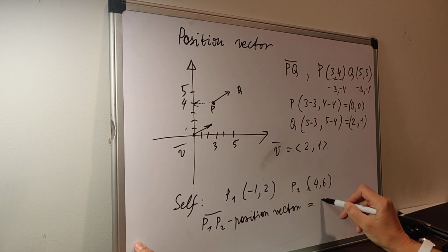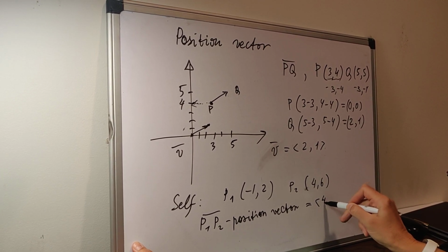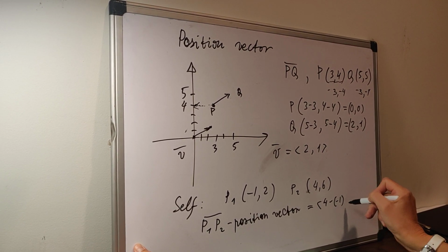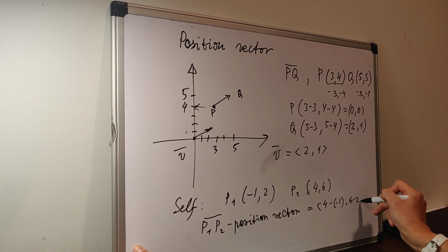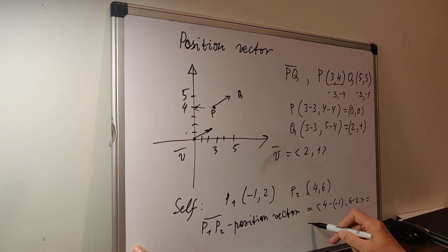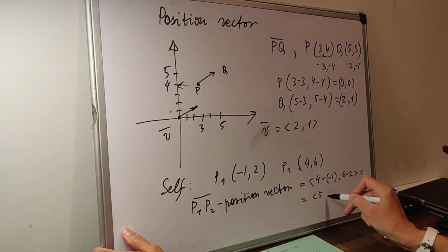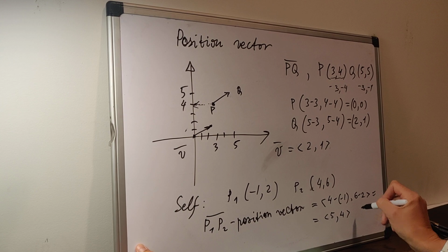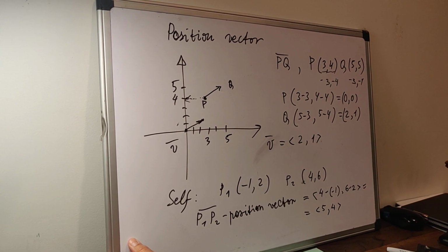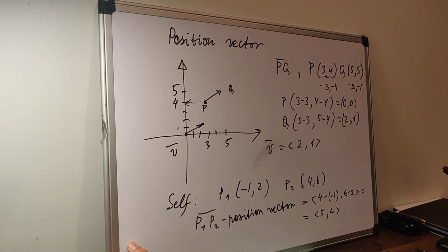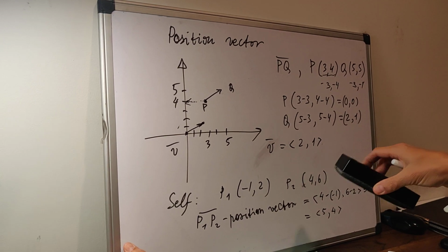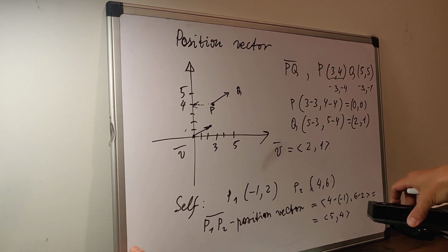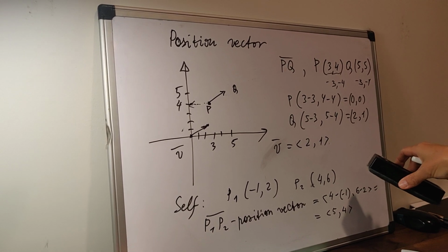So what is going to be the position vector? I'm going to take terminal point 4 minus initial point -1, 6 minus initial point 2, and I'm going to get 5 over here and 4 over here. That's going to be my position vector, 5, 4. So the idea is to subtract initial coordinates from final.